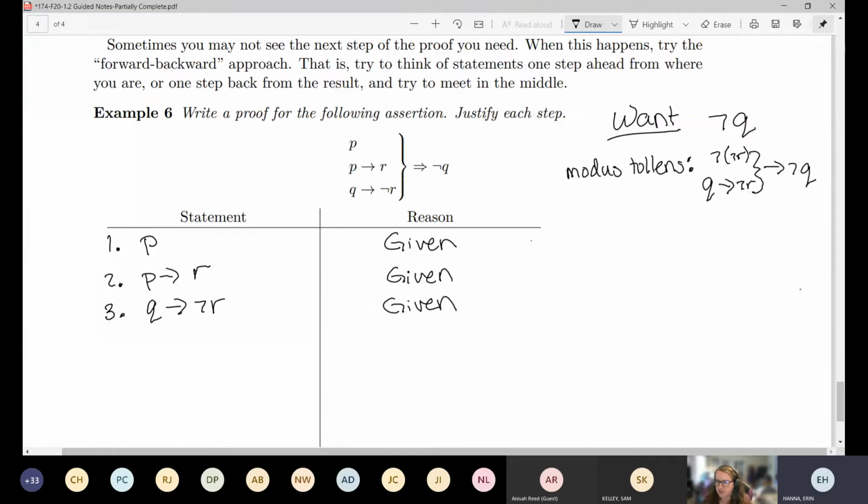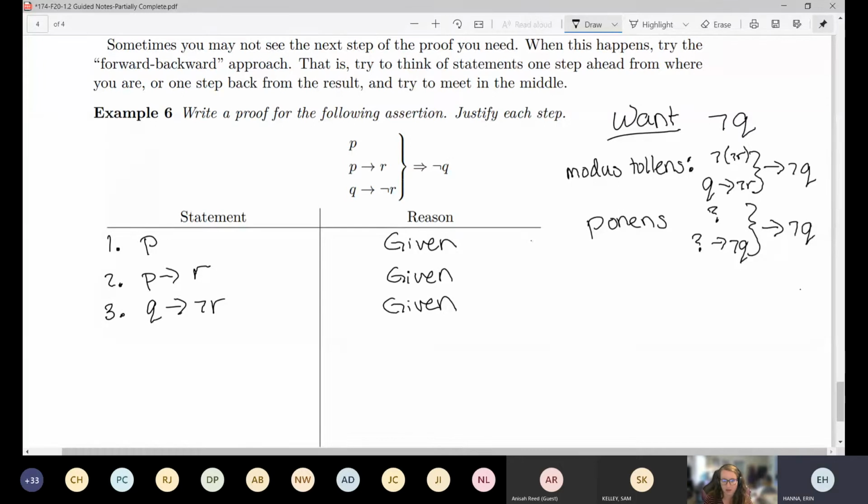What are some other things that could get us not Q? I could go with ponens again. So modus ponens, but I was lazy and didn't write modus. If we wanted not Q here, what we would need is something, and something implies not Q.